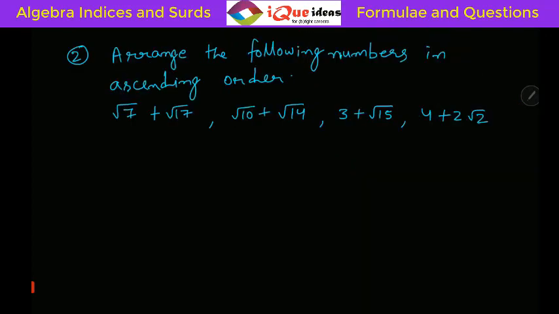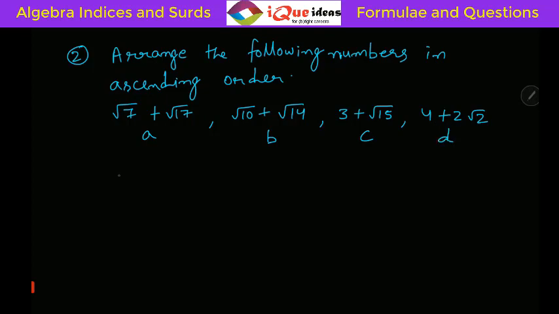Now, this question says, arrange the following numbers in ascending order. Let's say the first number is A, that is root 7 plus root 17. Second number is root 10 plus root 14, let's call it B. Third number is 3 plus root 15, let's call it C. And 4 plus 2 root 2, that is D.